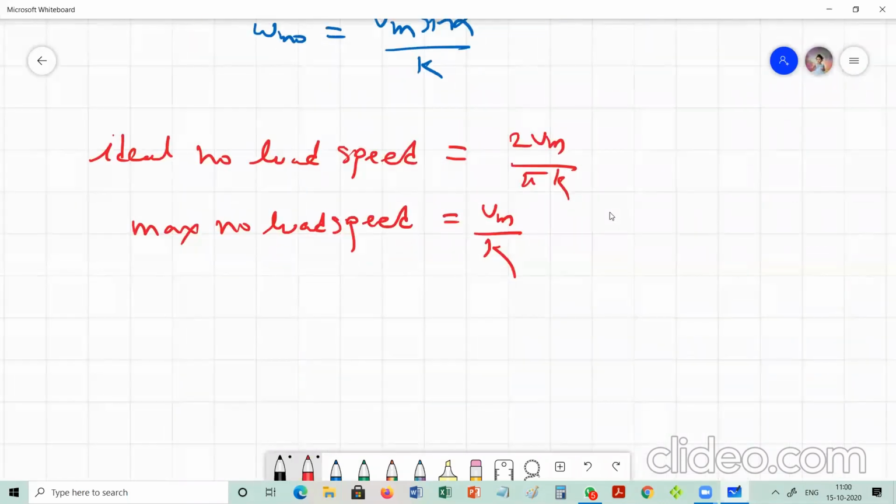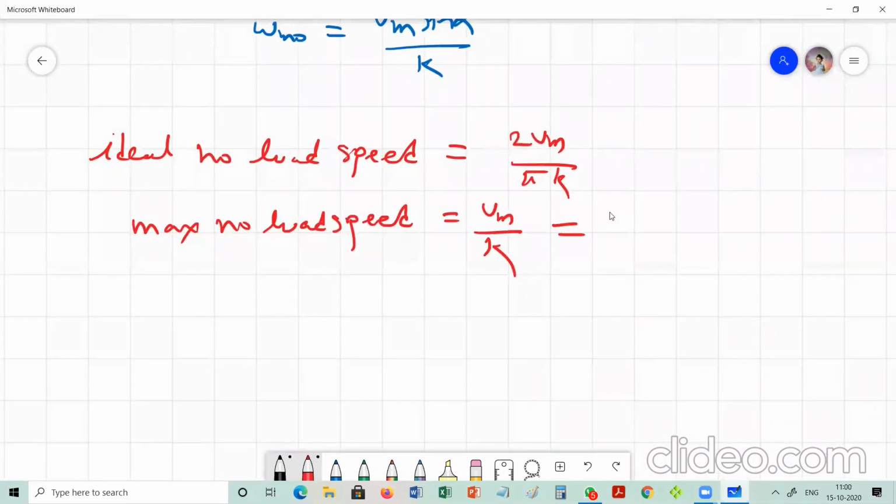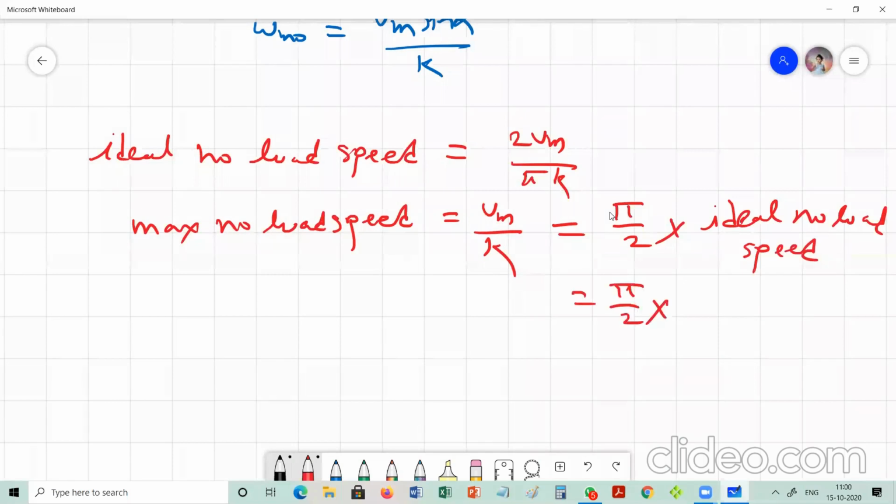Okay, means what? It is equal to pi by 2 times ideal no load speed. You can check it out. Pi by 2 into 2 Vm by pi k. Pi will get cancelled, 2 will get cancelled, so it will be equal to Vm by k. It means maximum no load speed is pi by 2 times ideal no load speed. Okay, remember.